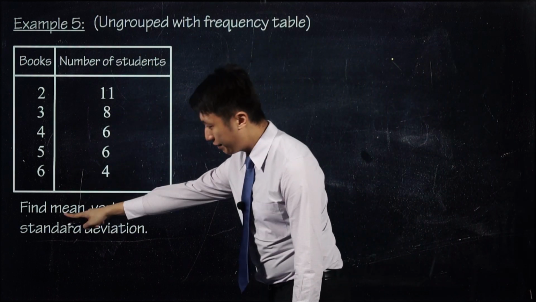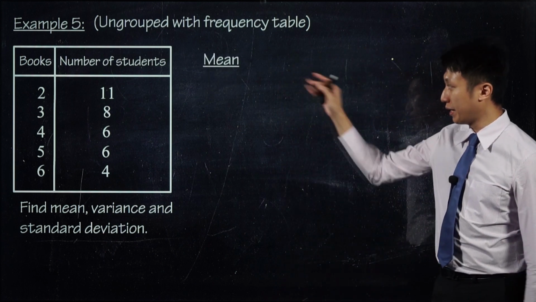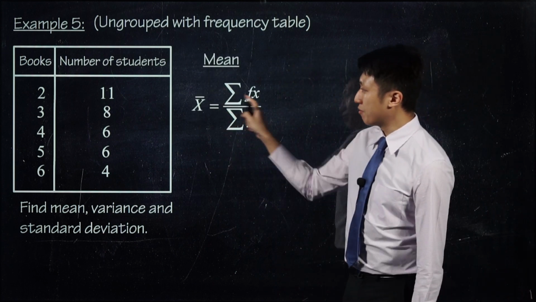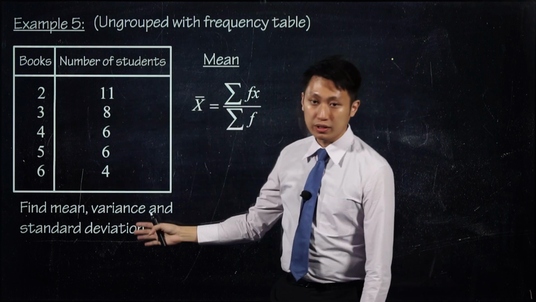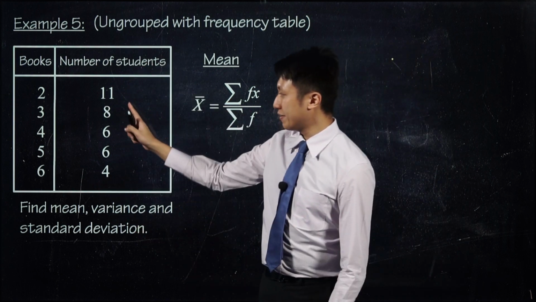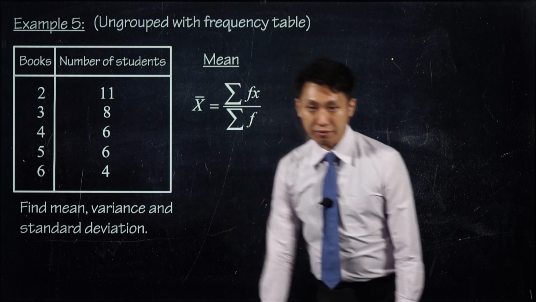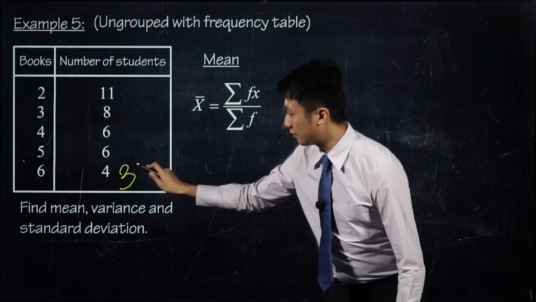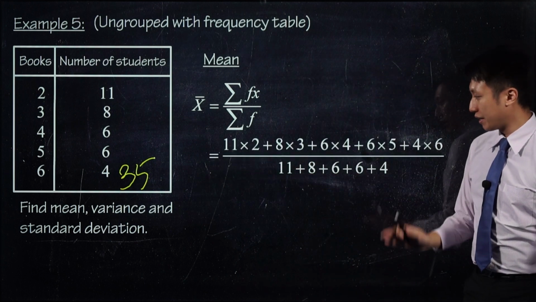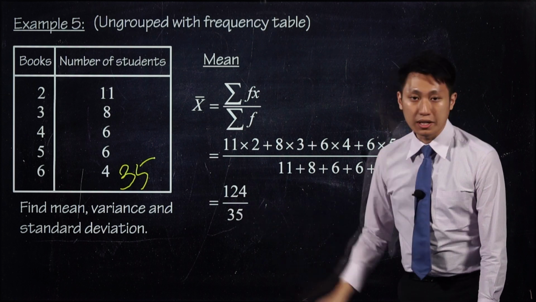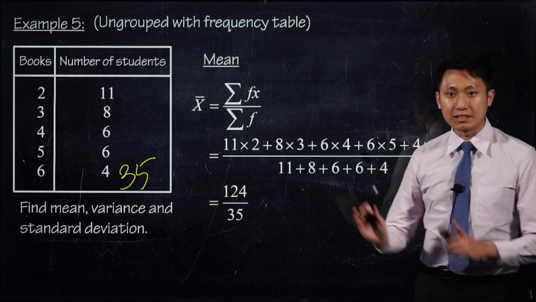So we're going to find mean first. What do you do? Mean is sum of fx. Multiply, then divide by the total. So the total will be 11, 19, 25, 31, 35. So 35 in total. This one adds up to be 35. Then it's 124 divided by 35. Now you have your answer on one side.